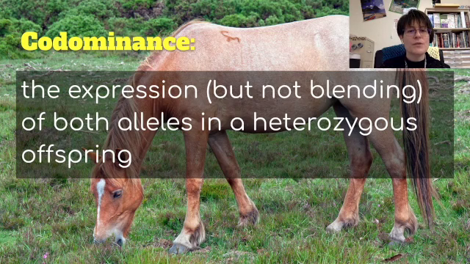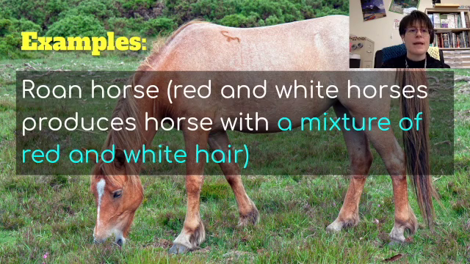There's also another example called codominance. Now, incomplete dominance and codominance can be easy to mix up because they're very similar words, but codominance is the expression but not blending of both alleles in a heterozygous offspring. Some examples here are a roan horse. This is when you cross a red and white horse, and it produces a horse with a mixture of red and white hair. The hair is not pink.